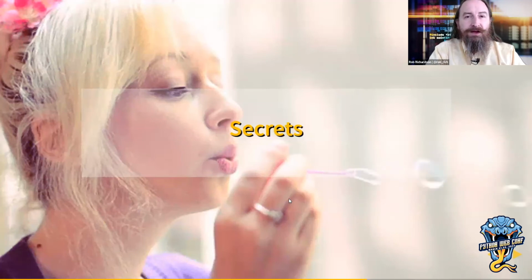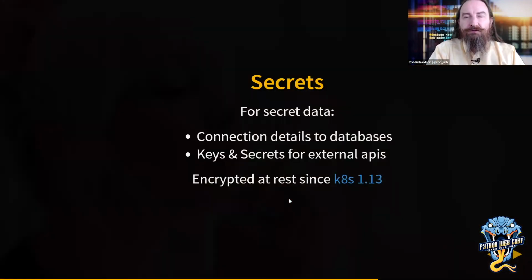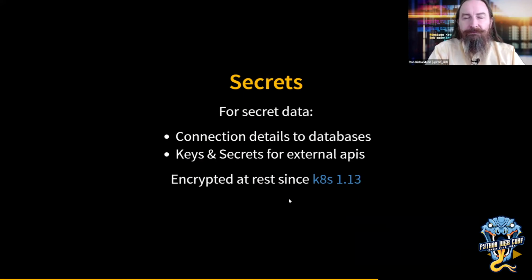Now, what if some of these values are secret? What if we need to keep them, well, safe? Username and password or API token. We have secrets. Now, the interesting thing about secrets is that they are not encrypted at rest by default. Starting in Kubernetes 1.13, we can choose to encrypt them at rest, but we need to turn that on.